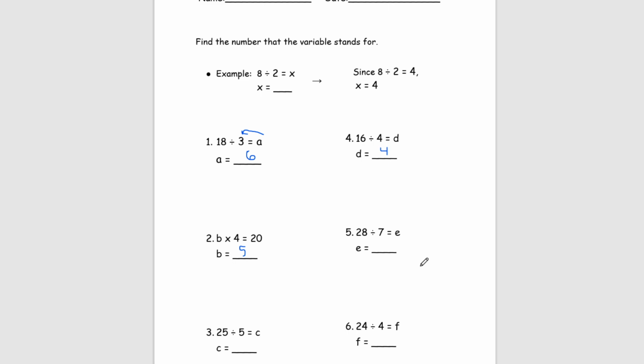And lastly for this page, we have 28 divided by 7 equals e. And just like our two previous examples, we're trying to find what e is. So we need to look at our values here. We can see that we have 28 divided by 7. So we're trying to find what number times 7 will get us 28. And of course, if you know your times tables, we know that number is 4. So e will be 4.